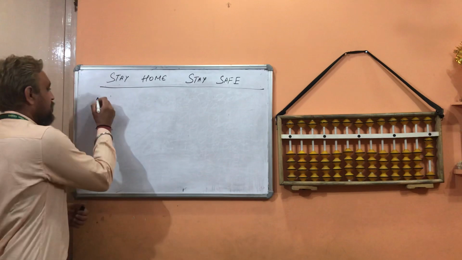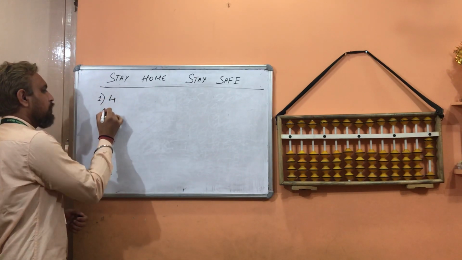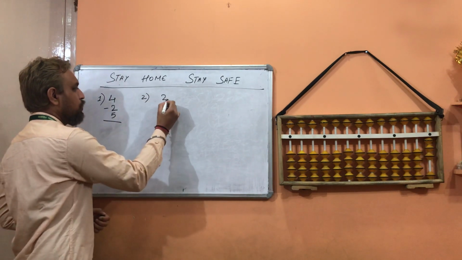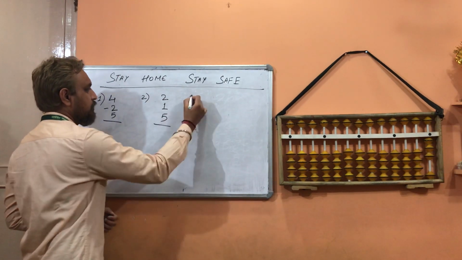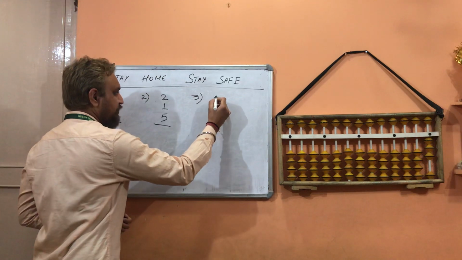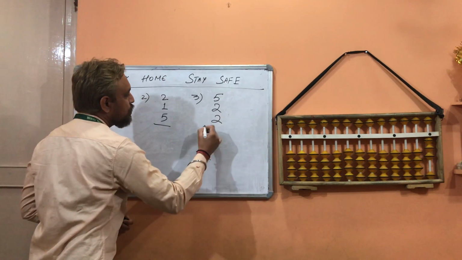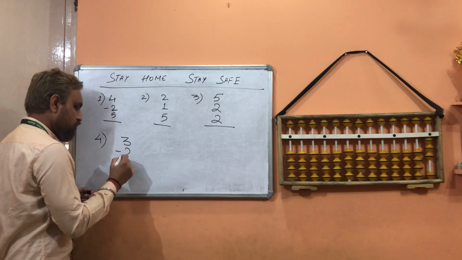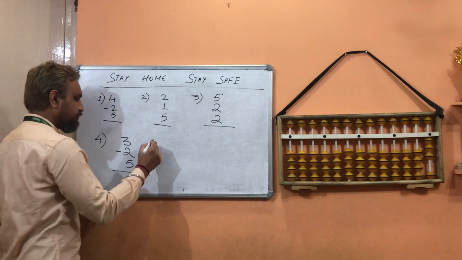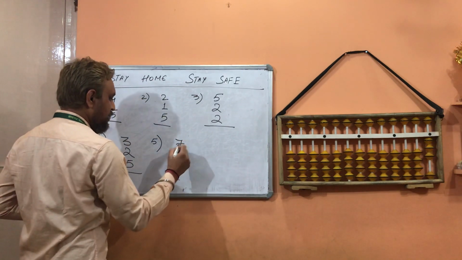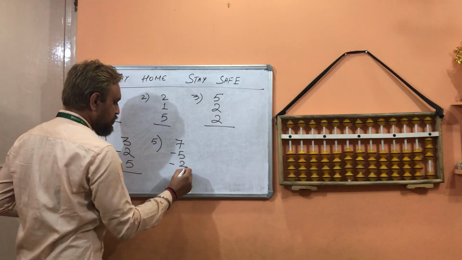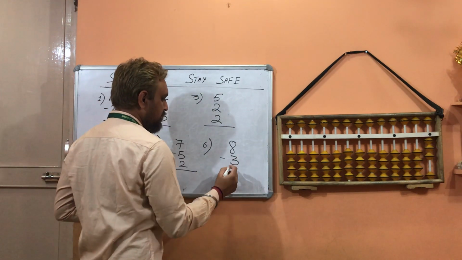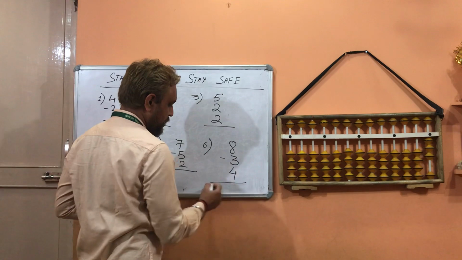Okay, let's note down a few questions now. 4 minus 2, 5. 2, 1, 5. 5, 2, 2. 3 minus 2, 5. 7 minus 5 minus 2, and the last one is 8 minus 3 and 4.